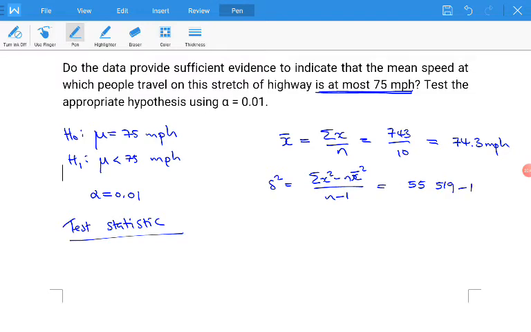55,519 minus 10, 74.3 squared over 10 minus 1. So the variance is 34.9. And the standard deviation is the square root of the variance, so it is equal to 5.90762.